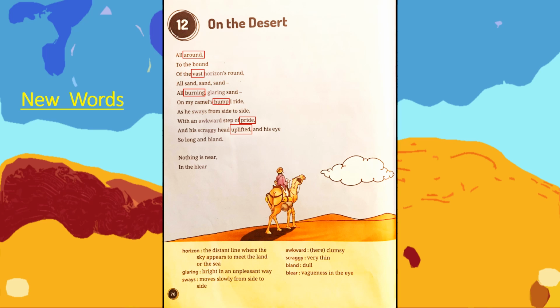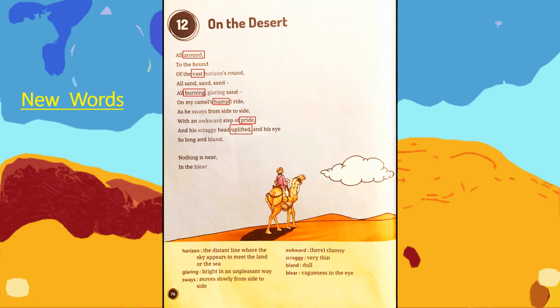We then marked the new words in the poem. Those who have still not marked the new words or did not see the last video can mark them now with your pencil and scale.